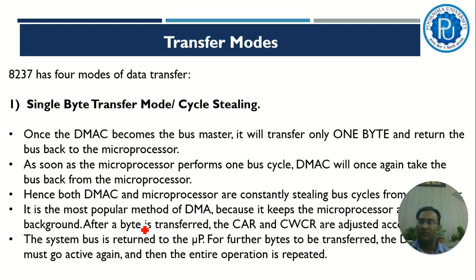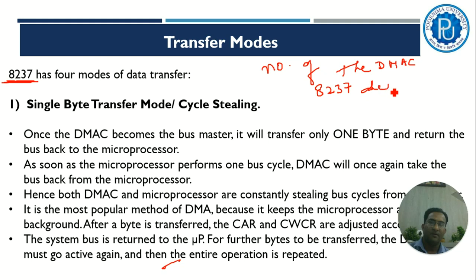Now we are going to discuss the transfer modes of DMA. This 8237 has four modes. What is 8237? 8237 is the device number of the DMAC. Intel has released this particular device with the number 8237. So this DMA has four modes of data transfer.